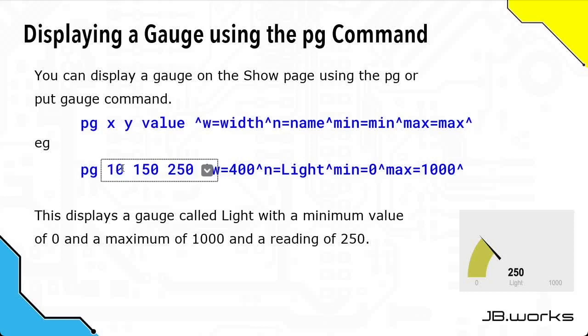So we're going to put it at X10, Y150. The current value it's showing is 250. It's 400 wide. The name is light, minimum 0, and the maximum is 1000.